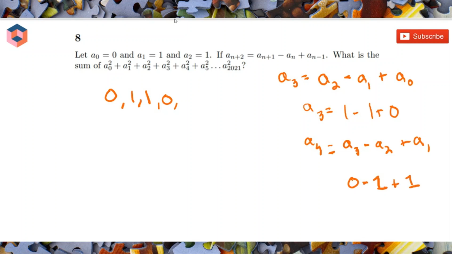Another 0. Maybe all the terms are just 0 except for the original two 1s that we have? Maybe. We have to keep going though. So we have that a sub 4 is equal to 0. A sub 5 is equal to, I won't write it out all the way, but it's just a sub 4, which is 0, minus the term before that, which is 0, plus the term before that, which is 1.